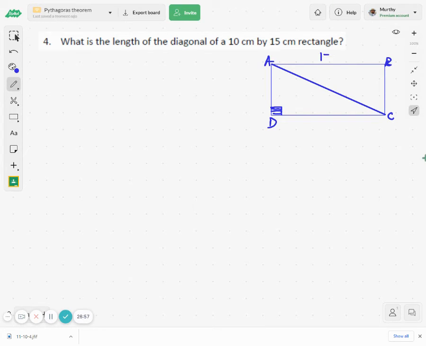So the longest one, 15 centimeters here, and the shortest one is 10 centimeters here. Obviously, in a rectangle, opposite sides are equal. Now, if you observe carefully, here triangle ADC is representing a right angle triangle, right? And AC is the diagonal here.